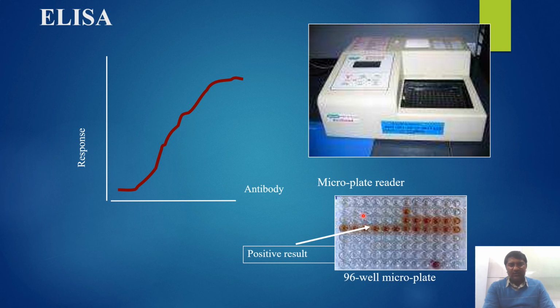This is the ELISA. This plate shows the positive or negative sera. This is the ELISA reader, and this is the curve that shows the OD value.